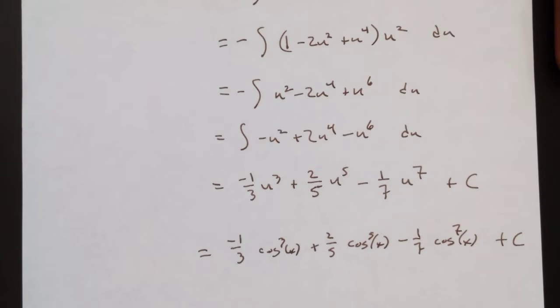The key element, the pattern that kicks in my head to say, hey, do this, was that oddball power. I had an odd power of sine or an odd power of cosine. Rip one away and let's do something with it. So what if I don't have one?